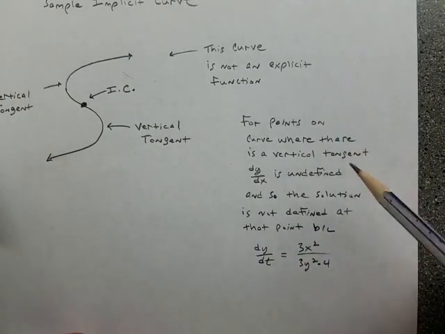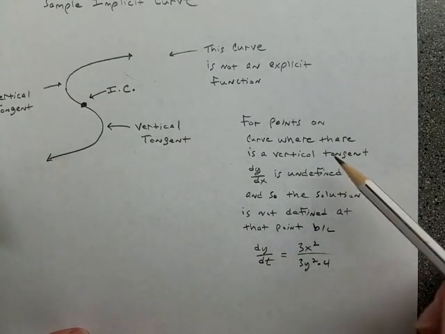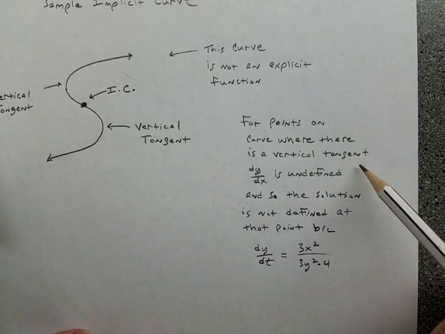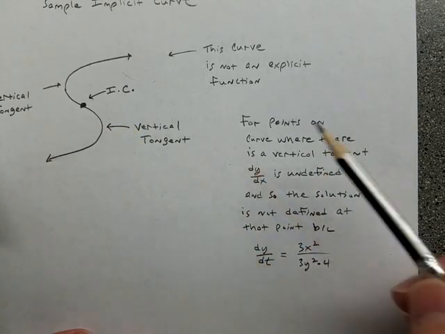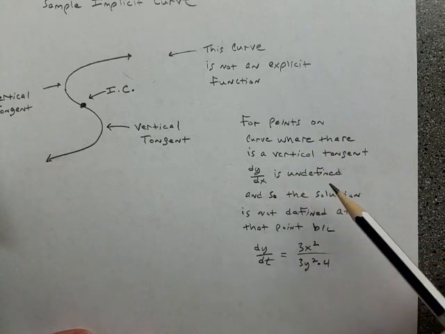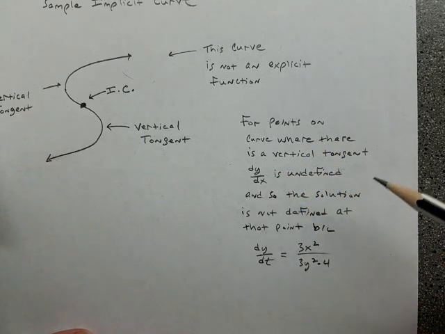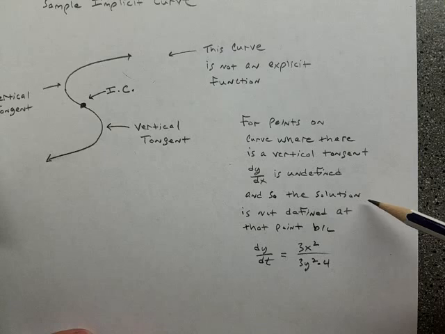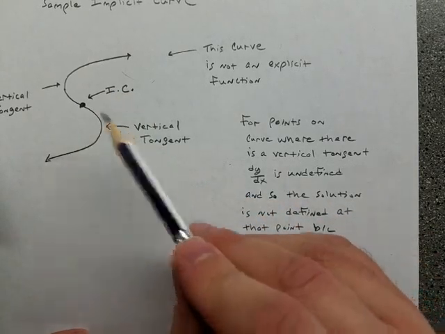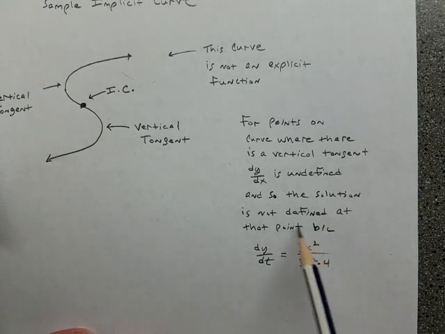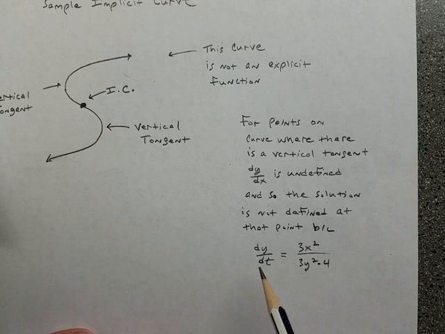So let's see. About the vertical tangents, what's that mean in terms of slope? Well, if it's vertical, the slope's undefined. That means dy/dx is undefined. Okay? And then the solution, whatever the solution is to this, is not defined if there's a vertical tangent, because you have a differential equation and it involves dy/dx.